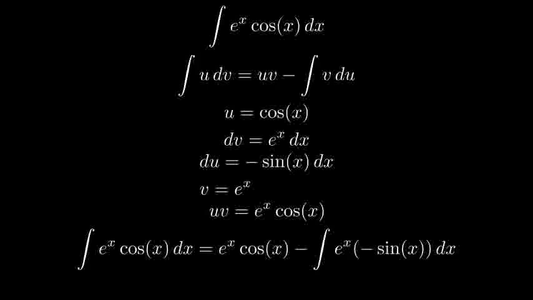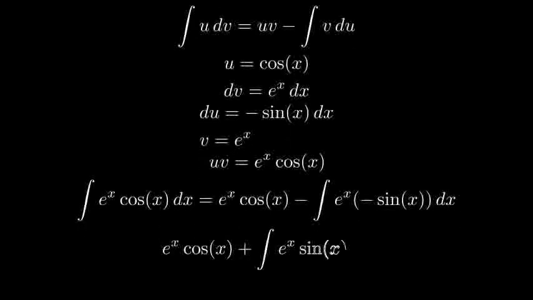This becomes e to the x cosine of x minus integral e to the x times negative sine of x dx. Let's simplify this expression. This simplifies to e to the x cosine of x plus integral e to the x sine of x dx. Now we have a new integral to evaluate.